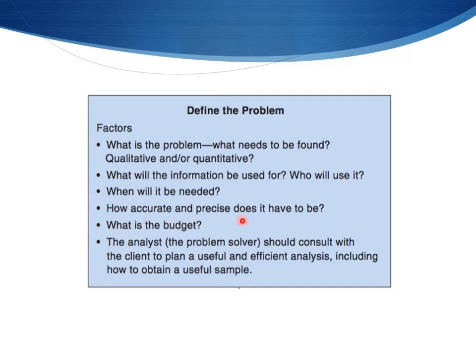How accurate and precise does it have to be? This is a very important point, right? It will depend again upon the requirement of the client, how much accuracy and precision he or she needs. And again, a more accurate and more precise result also increases the cost of the measurement. And again, what is the budget? Yes, this is the limiting factor. This is the main criterion actually, how much money you have and how much you can spend in order to perform a test.